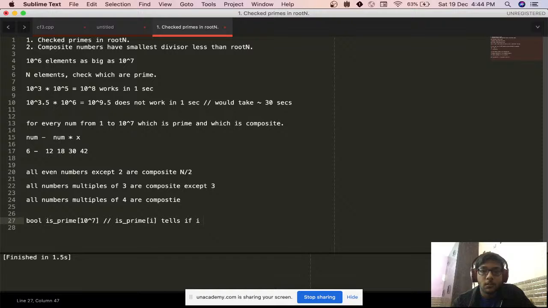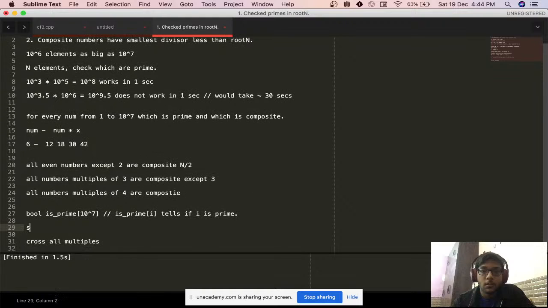So what this array is going to tell is whether i is prime or not. If i is prime, okay, cool. So this is the variable that we are going to maintain and pre-compute. The thing that we were thinking is that all even numbers, by even we mean multiples of 2, so cross all multiples of 2. Currently, let us assume that all of them are prime, so set all to true.